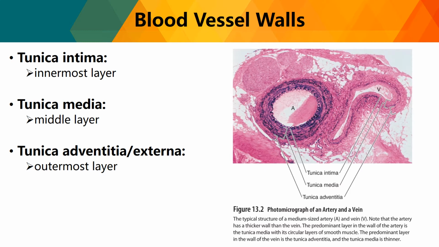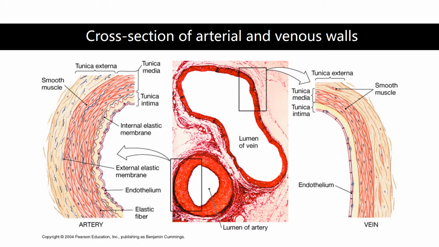And then, finally, you have your tunica adventitia or tunica externa. From the term externa, it is the outermost layer of your blood vessel. Okay, it is composed of connective tissues. So you have three major walls or layers on your blood vessels: your tunica intima, tunica media, and tunica adventitia or tunica externa. So this is the cross-section of the arterial and venous walls showing the different blood vessel layers.